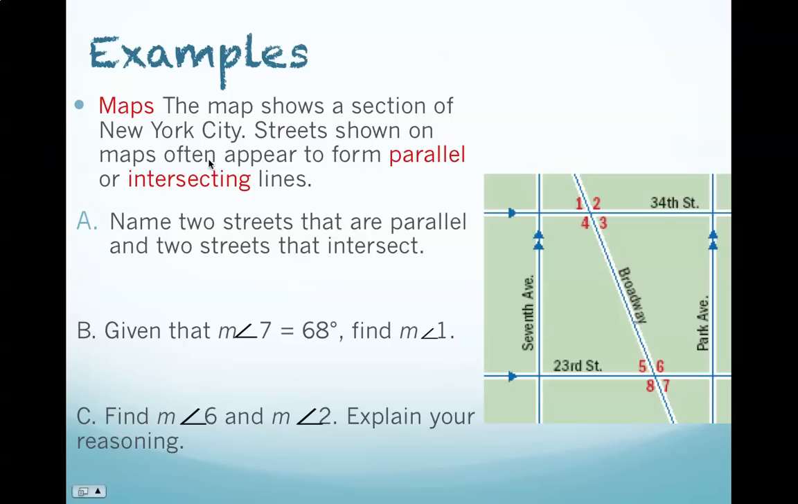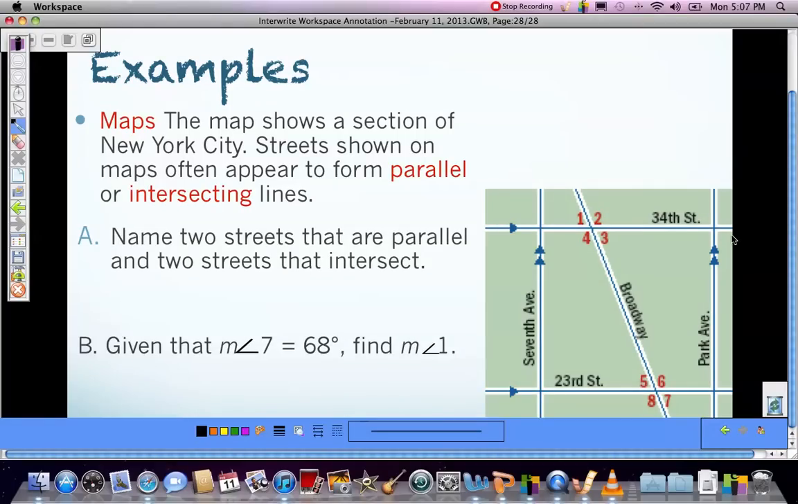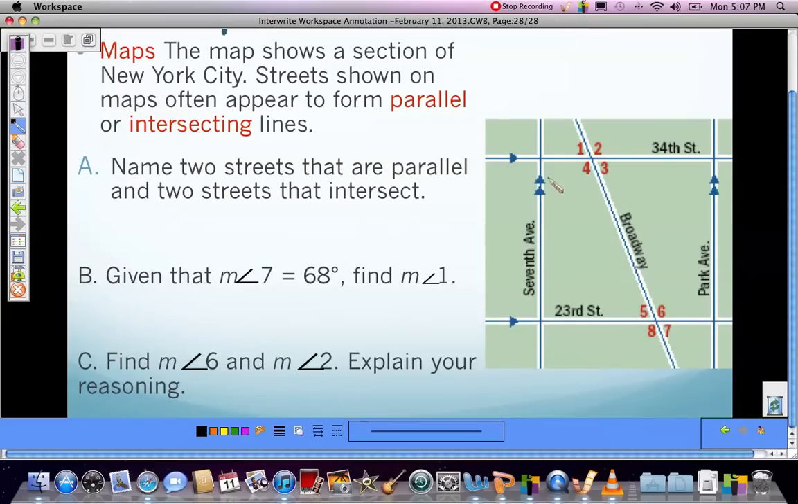Well, you can easily find your parallel streets by looking for the arrows. Those are your indicators. So I see one arrow here and one arrow here. So 34th Street and 23rd Street are a pair of parallel lines. You can see that 7th Avenue has a double arrow, so it matches with Park Avenue, which also has a double arrow. So these are parallel lines.